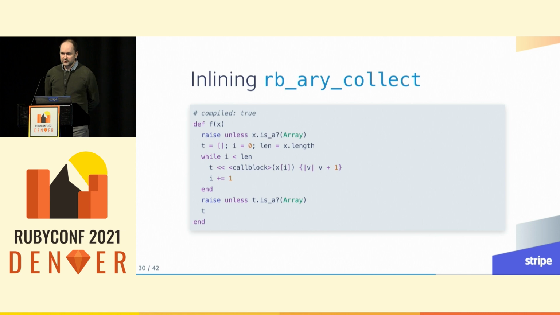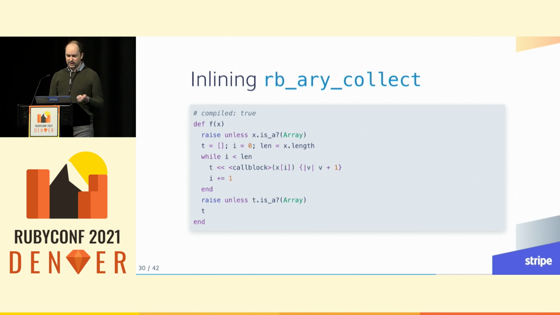So the next thing that we can do is, if we know what function we're going to call, why don't we actually just inline its implementation at the call site? So map, if you remember, is just going to iterate over all of the elements of the array and call the block on each element, putting that result into a new array. So you can see we've done the exact same thing here.